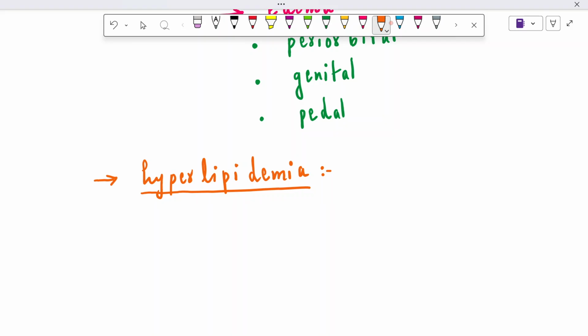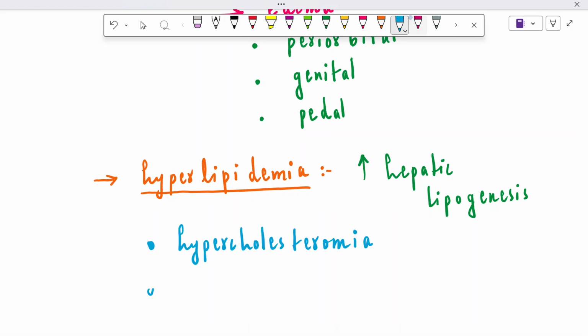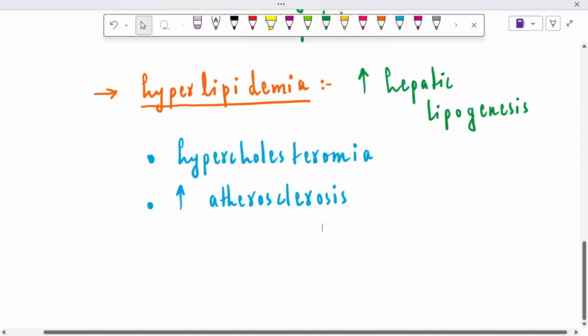So if the lipids are going to increase in a patient, what are the complications? First of all, the triglyceride is going to increase. The patient can have hypercholesterolemia. And the next thing, the patient can have increased chances of atherosclerosis, because atherosclerotic plaques are formed by the lipids. So atherosclerosis chances are going to be increased in the patient with nephrotic syndrome.